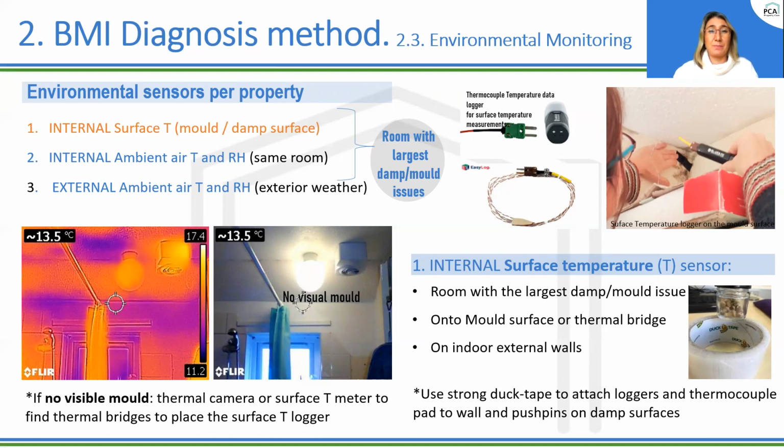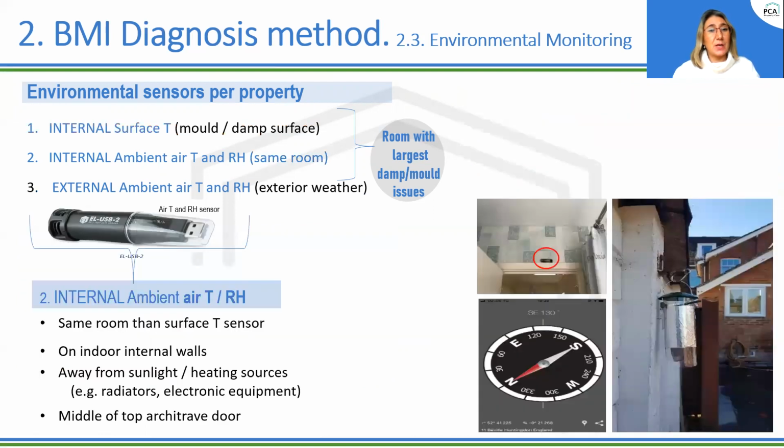Then the second, internal ambient air temperature and humidity, we will place this logger in the same room as the surface temperature sensor, on indoor internal walls in this case, and on the middle of a top architrave door in order to find a standardized way of placing the sensors always in the same spots, but always away from sunlight and heating sources like radiators or electronic equipment.